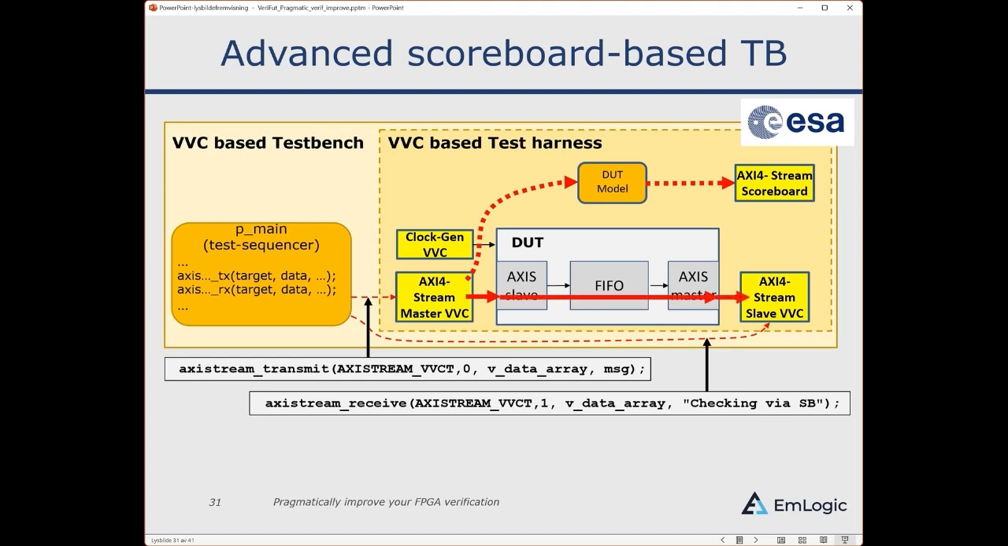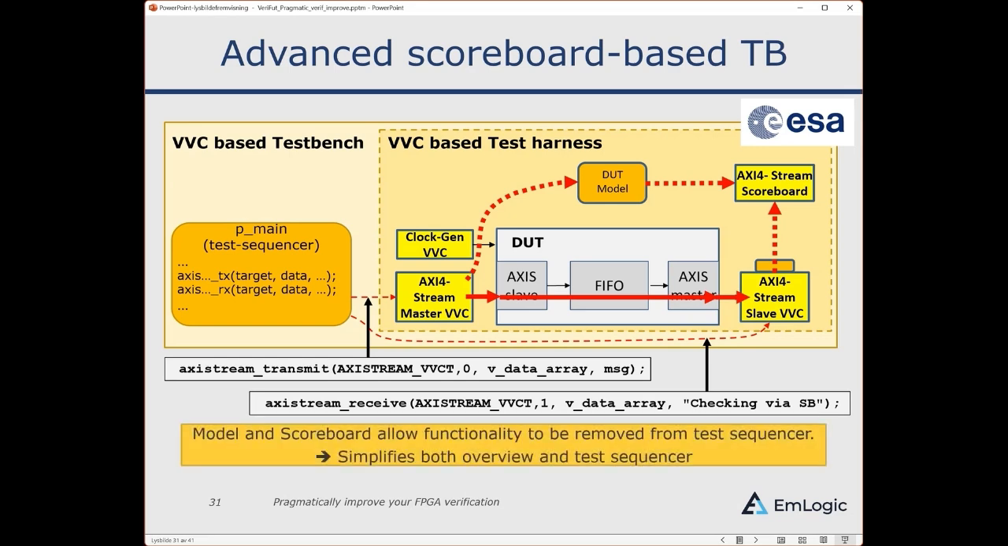Then we can provide the data from the AXI-Stream master verification component both to the device under test and to an external model. That model will look at the transaction that was sent to the device under test and pass on the expected result to the scoreboard. And then sometime later, the AXI-Stream slave verification component will pass on that information to the scoreboard and check if that matches. So that means the model and the scoreboard allow functionality to be removed from the test sequencer, and that simplifies both the overview and the test sequencer.